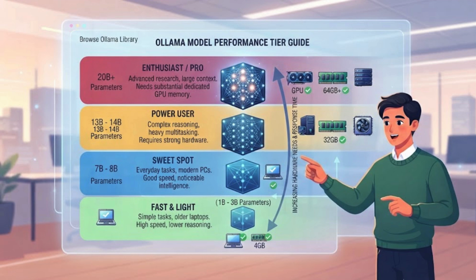A 13 to 14 billion parameter model is quite a bit smarter again, but you'll want at least 16, ideally 32 gigabytes of RAM to run it comfortably, and a decent GPU helps a lot here. Anything beyond that, you're getting into territory that really benefits from a dedicated graphics card with a good amount of video memory, or you'll be waiting quite a while for responses.